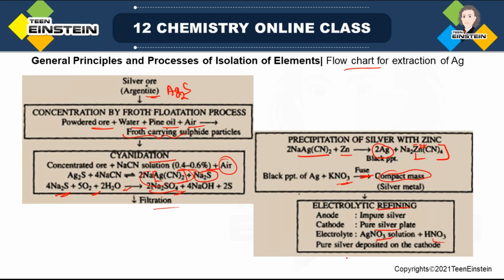Pure silver will be treated as the cathode. So gradually the cathode will increase in size and the anode will decrease in size, and at the cathode you will get pure silver in the deposited form. Okay, so this is a flowchart for extraction of silver.